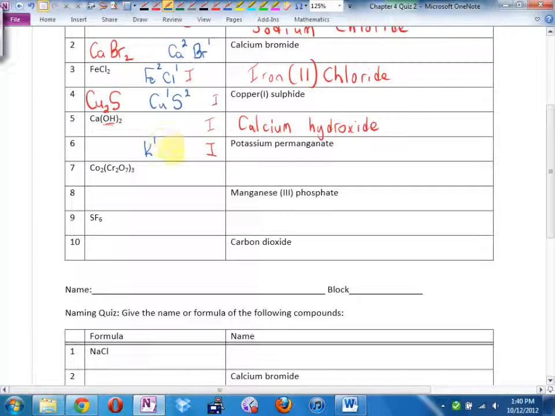So I'm going to write a little MnO4. What's the charge on it? 1. Oh! When I crisscross, this one already works. It's going to be invisible ones both ways. So the final answer is going to be KMnO4. You can put the brackets around there. That's not wrong. They usually won't if there's only one of the permanganates. I like the brackets because it reminds me that it's a polyatomic ion, but that is acceptable.